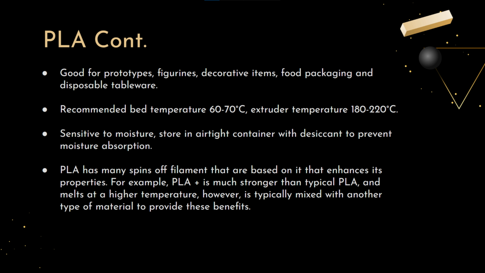PLA is generally good for prototypes, figurines, decorative items, food packaging, and disposable tableware. It's recommended to print it using a bed temperature of 60 to 70 degrees Celsius and an extruder temperature of 180 to 220 degrees Celsius. However, it's sensitive to moisture, which means we have to store it in an airtight container with a desiccant, also known as silica gel, to prevent it from absorbing moisture.